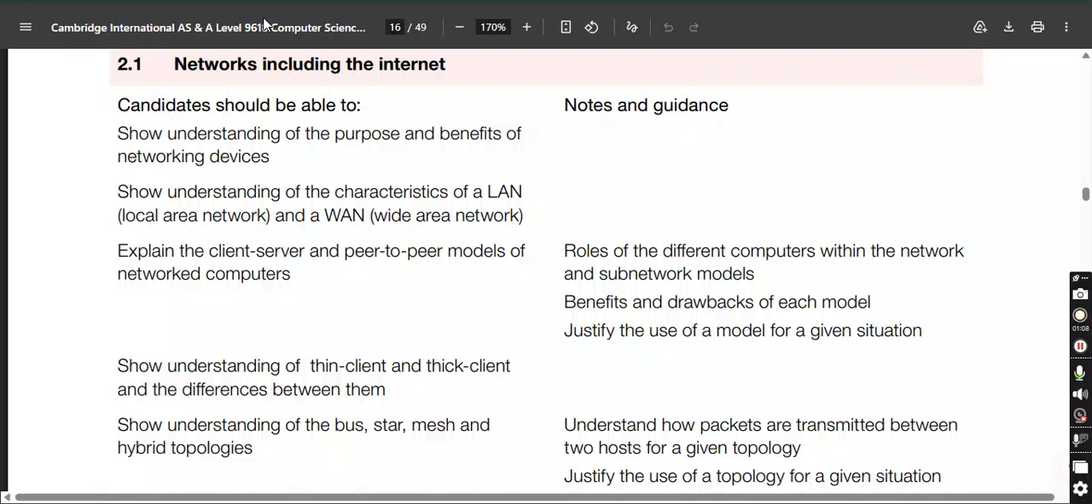Now we have learned that in a LAN, computers are connected together. But how are they connected? This has two different types: one is the client-server model, and one is the peer-to-peer model.